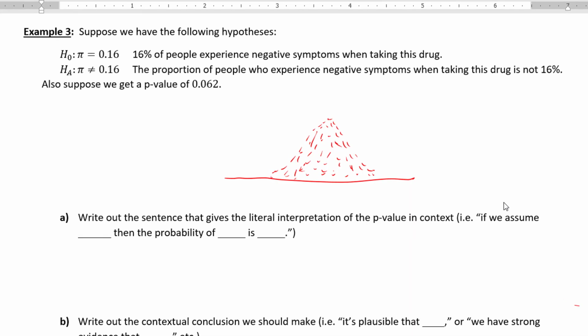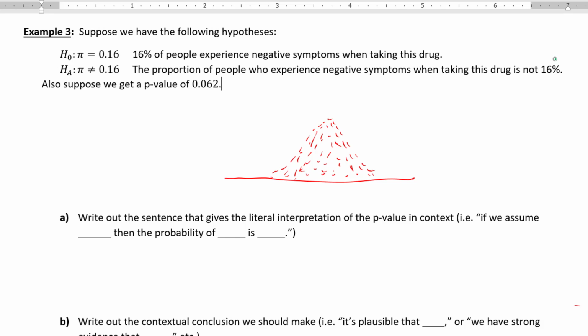This is Module 3. We're going through Example 3, and it reads as follows. Suppose we have the following hypotheses. The null hypothesis is that pi equals 0.16. In context, that reads 16% of people experience negative symptoms when taking this drug. The alternative hypothesis reads pi is not equal to 0.16. In context, the proportion of people who experience negative symptoms when taking this drug is not 16%.